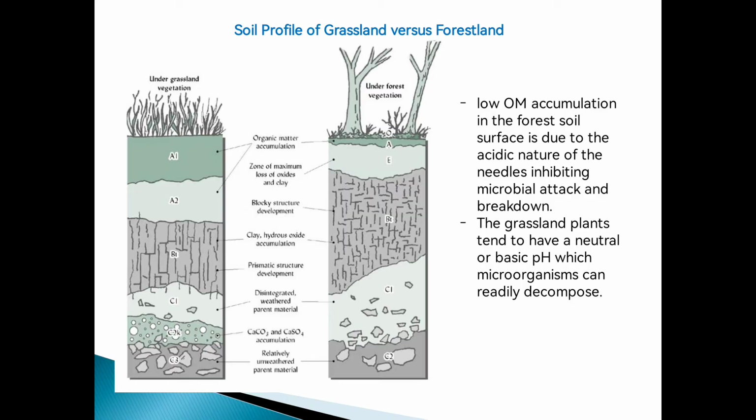So the low accumulation in the forest soil surface is due to the acidic nature of the needles, inhibiting microbial attack and breakdown. So, uulitin ko lang ha. When plant dies, leaves are dropped onto the soil surface where microorganisms can attack and decay plant tissue. And the organic matter, ito yung source ng food ng mga microorganisms, increasing their population in the soil. So, pag marami kang na-accumulate ng mga plant residues, you can expect there na marami ding mga microorganisms na present doon kasi nga, they have their source of food.